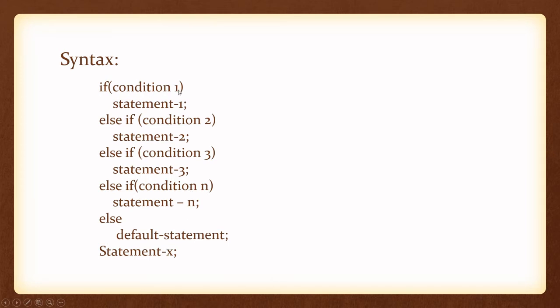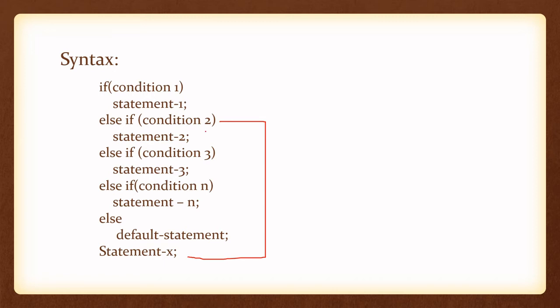Here, if condition 1 is true, then statement 1 will be executed. If condition 1 fails, then it comes to the else if. Here it will check another condition, condition 2. If it is true, then it will execute statement 2. After executing statement 2, your program control will shift from this place to the statement X.